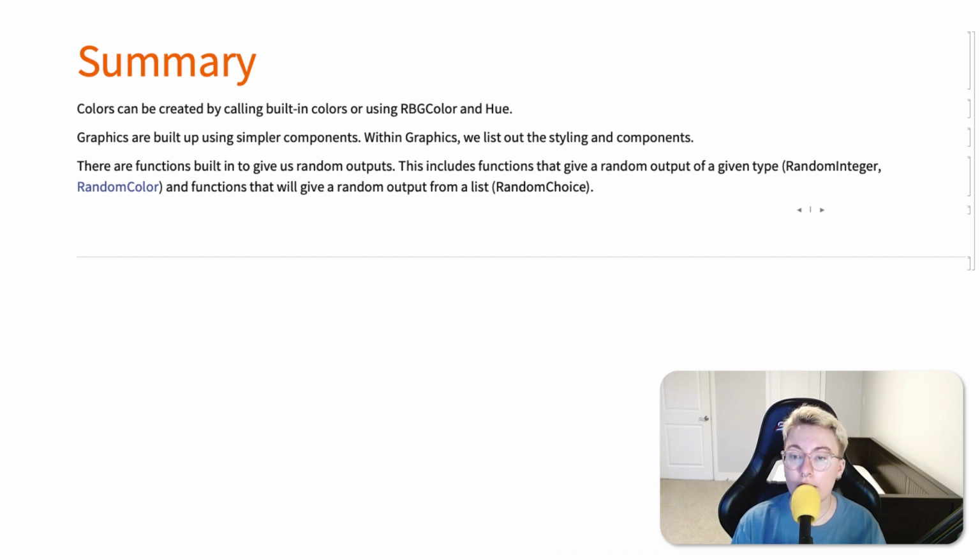We've gotten a good start into working with visual outputs in this chapter. You can now call colors in a variety of ways, either with color names, RGBColor, or Hue. You've also seen how we can build up complex graphics starting from a pretty simple base by listing out the components and their styling. We've also touched on how we can easily complete computations with randomness using built-in functions for different data types, or making selections from a list with RandomChoice.